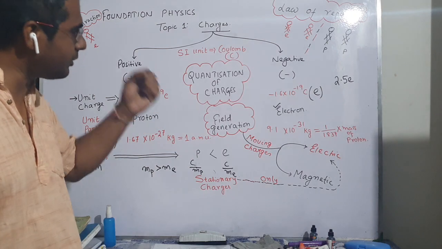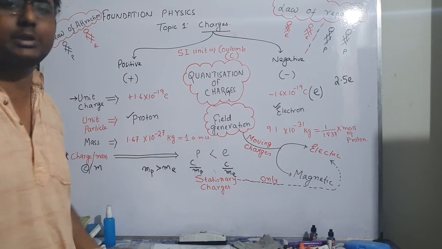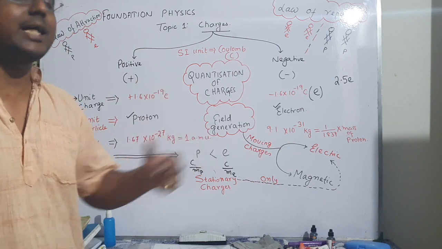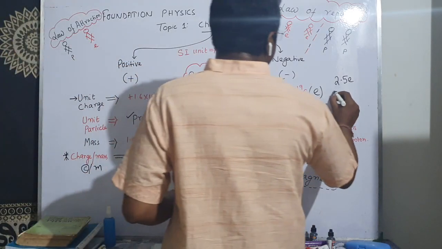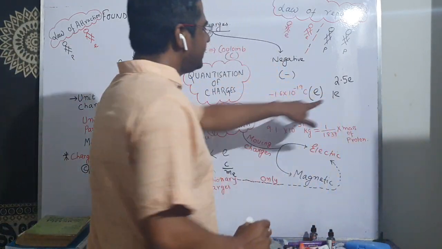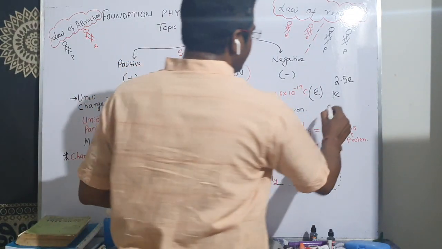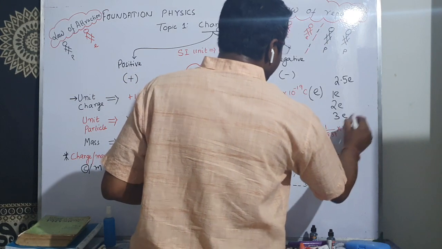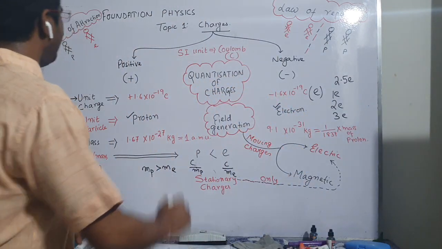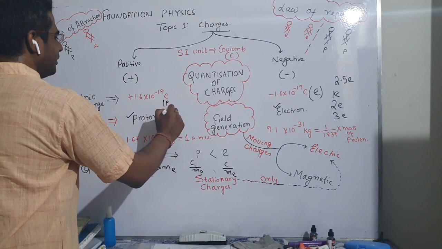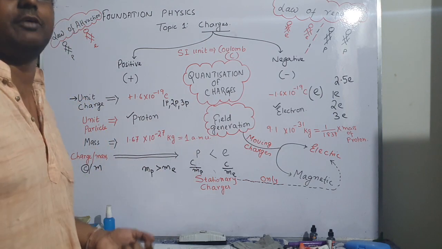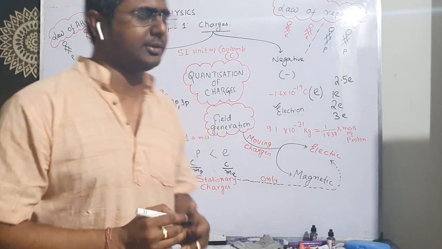So when we are talking about quantization of charges, that means charge will be in a quantized fashion. That is, it may be 1e, the charge carried by 1 electron; 2e, the charge carried by 2 electrons; 3e, the charge carried by 3 electrons, like that. Similarly, 1p, 2p, 3p. So this 2.5, 3.5, this kind of charges doesn't exist.